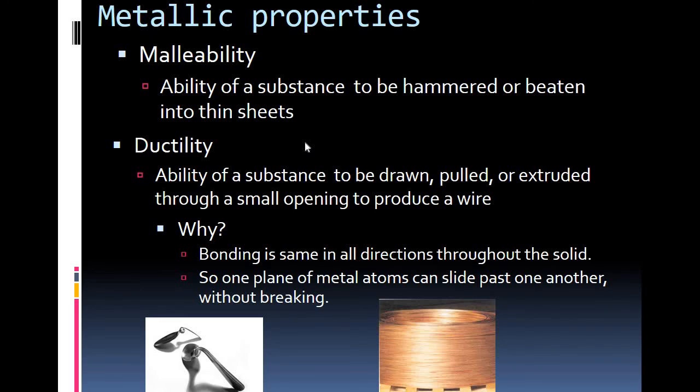All right, malleability is the ability of a substance to be hammered or beaten into sheets. Kind of goes along with ductility. It can be pulled into a wire. Why? Because the bonding is the same in all directions throughout the solid. You have the sea of electrons, and what it does is it allows one plane of metal atoms to actually slide past another without breaking. Much less rigid than what an ionic compound would be.